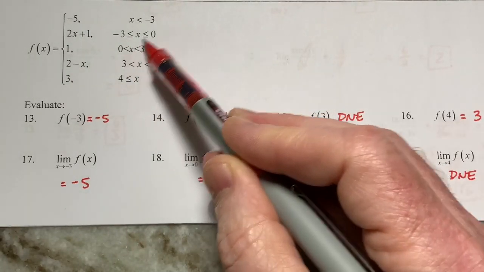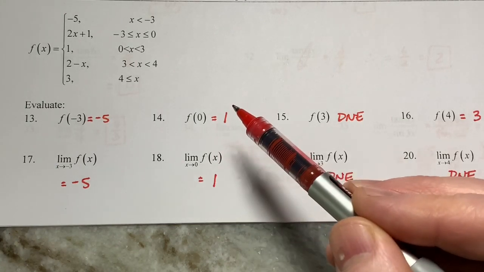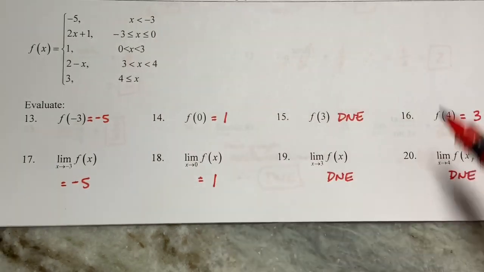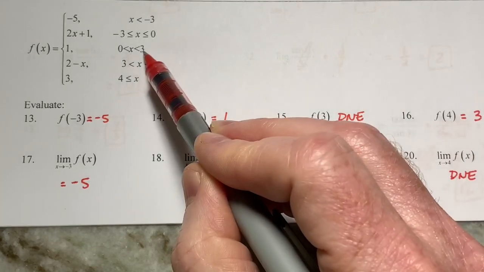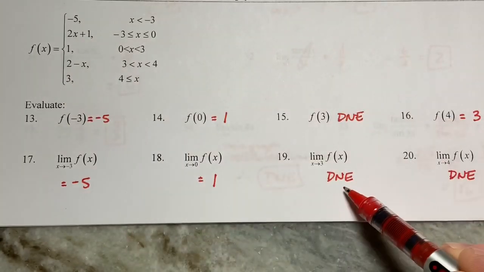Doesn't matter that there's not a value. I didn't ask if it was continuous. Remember, limits don't care about values, all right? Even though the value did exist there. Limit at 3. From the left, it's 1. From the right, it's -1. Those don't match, so the limit does not exist.